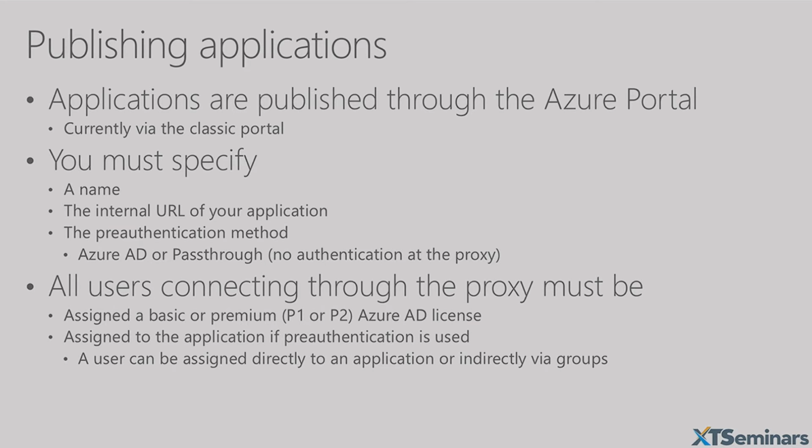So all users that are going to connect through the proxy have got to be assigned a Basic or Premium license, and you will also need to assign them to the proxy application that you've published. So you've got the application on premises, and then you've got the proxy application sitting up in the Azure cloud. What we'll need to do is assign the user to that. You can do it directly for the user, or you can do it via a group. But you do need the licensing as well.